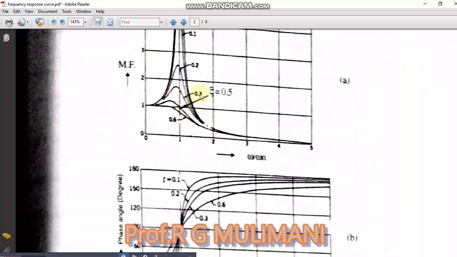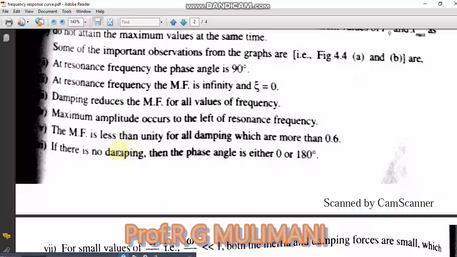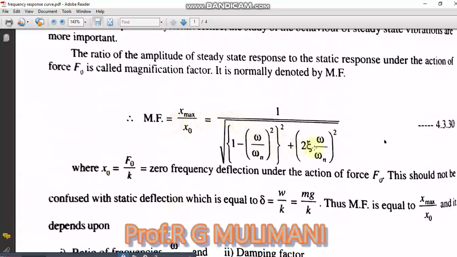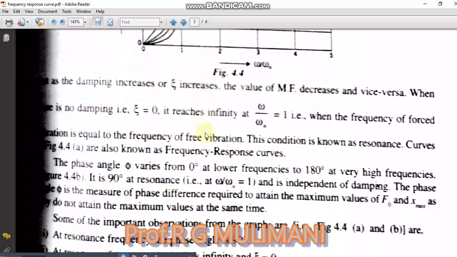Okay, zeta value is 0.3 here. Next, zeta 0.6. When zeta value is more than 0.6, always the magnification factor, the maximum value is 1. Okay, if the zeta value is more than 0.6, then it is always less than 1. Okay, in this zone. If there is no damping, then the phase angle is 0 or 180 degrees. Okay, substituting the value of zeta equal to 0 here, we get the phase that is 0 or 180 degrees.